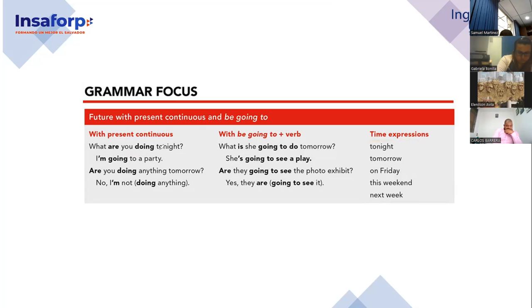Si queremos ser más específicos, podemos usar la otra estructura. Miren, are they going to see, or are they going to the party tonight? Are you going? Going to the trip? ¿Irás al viaje? Are you going to the movies tomorrow night?